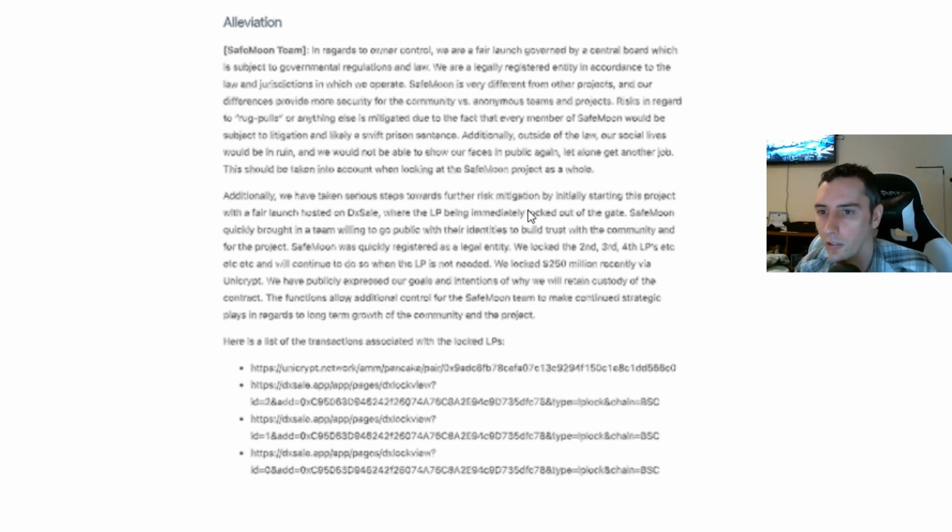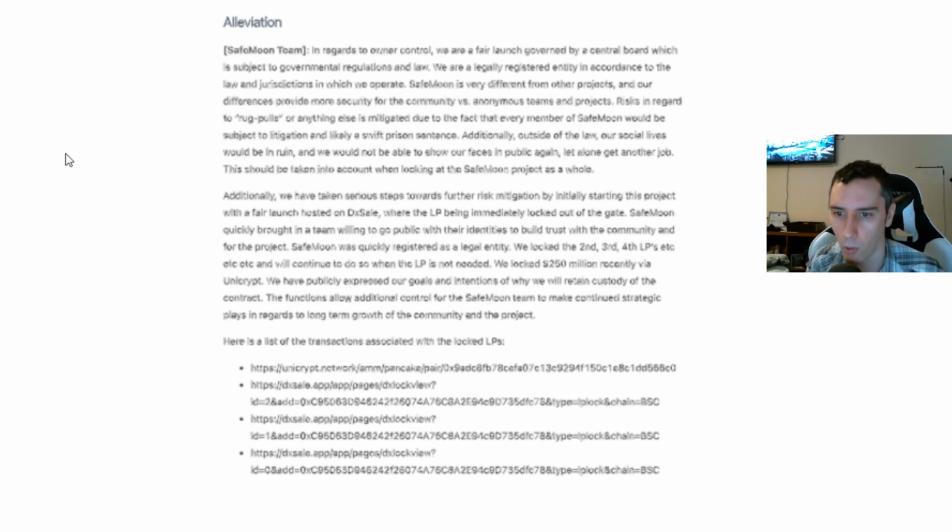So alleviation, they said in regards to owner control, we are a fair launch governed by a central board which is subject to governmental regulations and law. We are a legally registered entity, which I showcased to you guys earlier, in accordance to the law and jurisdictions in which we operate. SafeMoon is very different from other projects, and our differences provide more security for the community versus anonymous teams and projects. Risks in regard to quote-unquote rug pulls or anything else is mitigated due to the fact that every member of SafeMoon would be subject to litigation and likely a swift prison sentence. Additionally, outside of the law, our social lives would be in ruin, and we would not be able to show our faces in public again, let alone get another job. This should be taken into account when looking at the SafeMoon project as a whole. That's one part, okay? They do go on, guys.